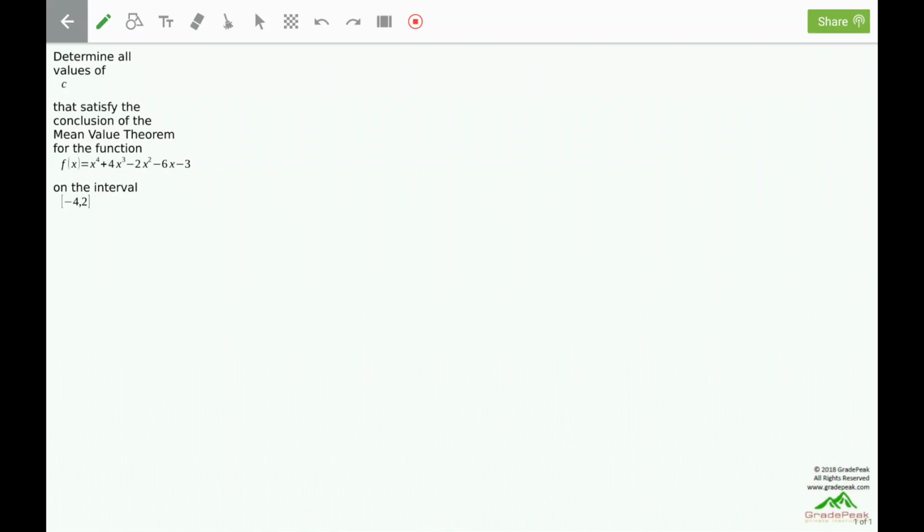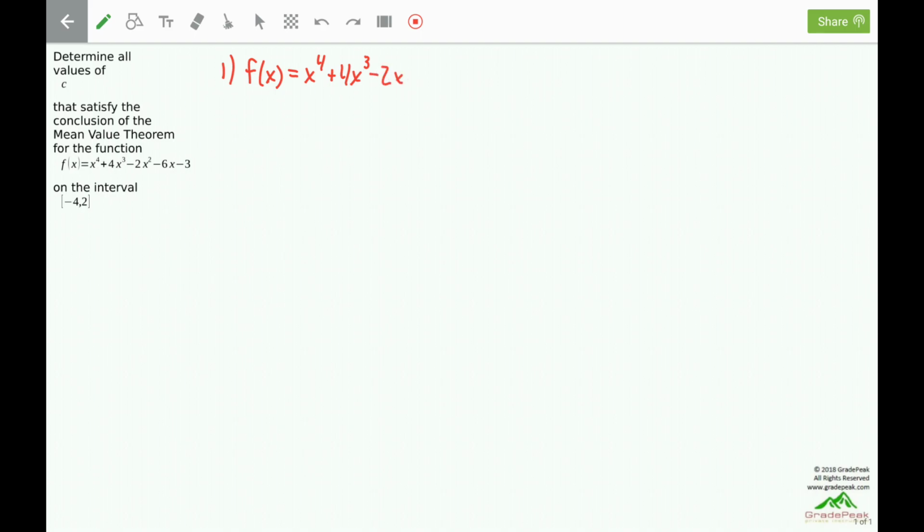Determine all values of c that satisfy the conclusion of the mean value theorem for the function f of x equals x to the fourth plus 4x cubed minus 2x squared minus 6x minus 3 on the interval -4 included to 2 included. The first thing to do is to determine whether the two conditions are met for the mean value theorem to apply.